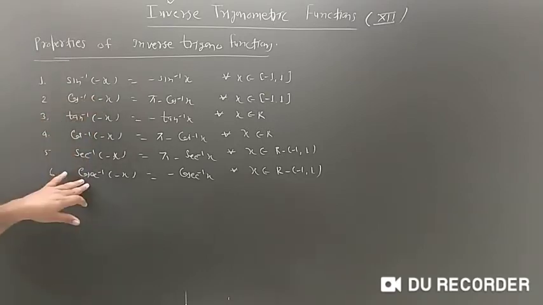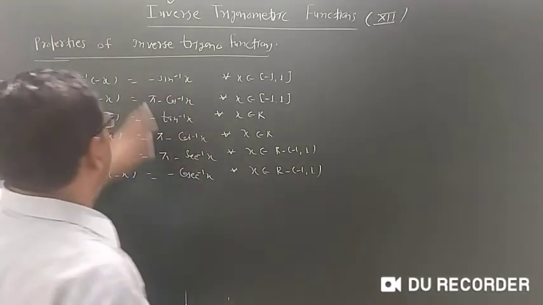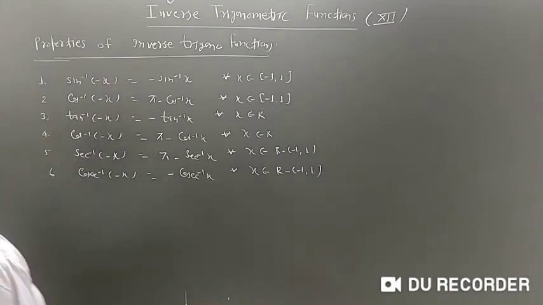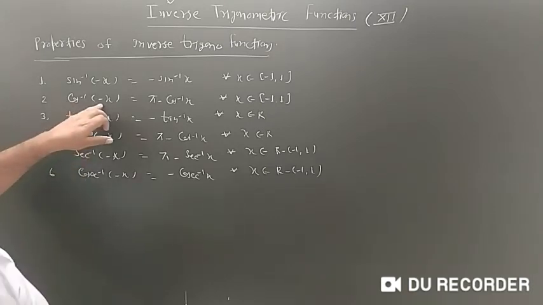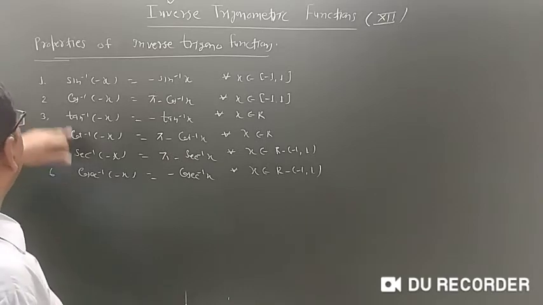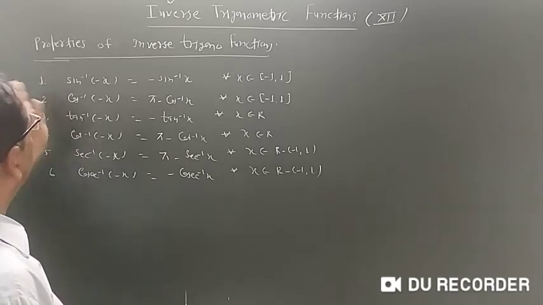Sin, tan and cosec come as the same function with a negative sign, but cos, cot and sec come as pi minus cos inverse x, because the principal branch of cos, cot and sec lies between 0 to pi.